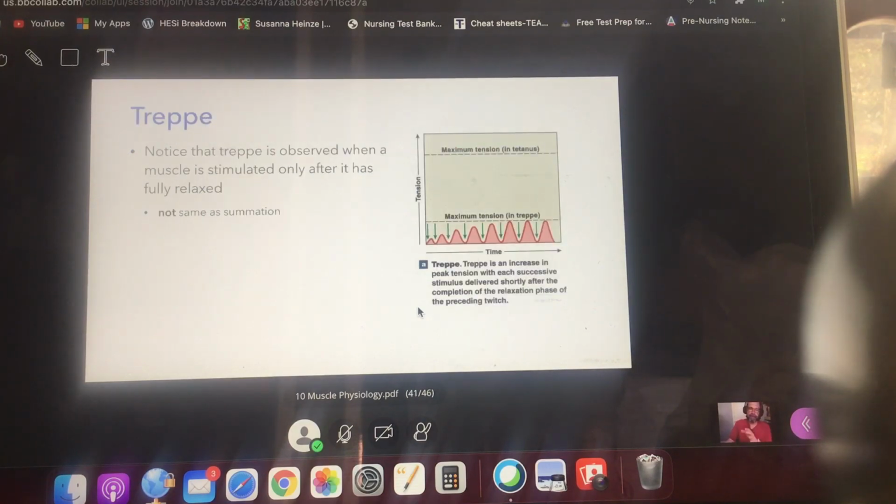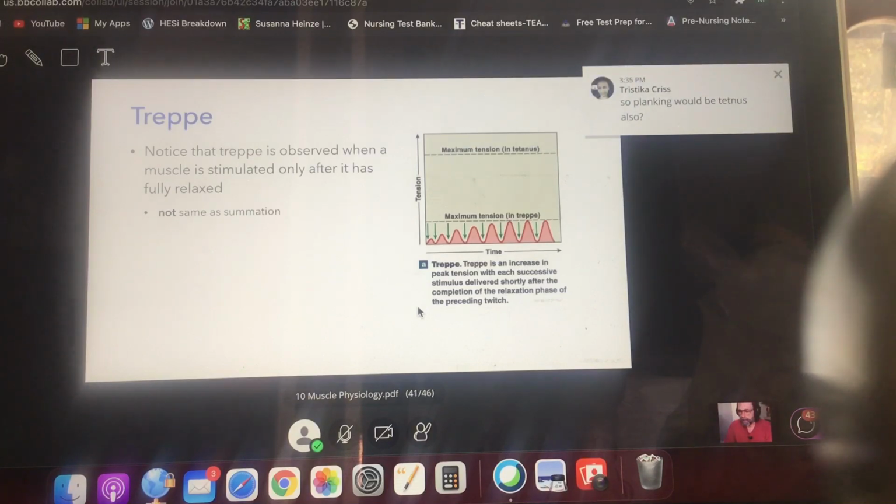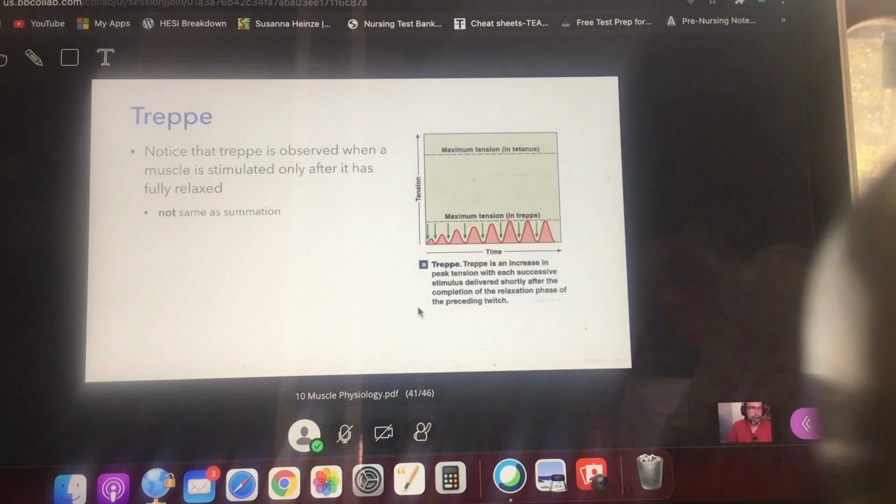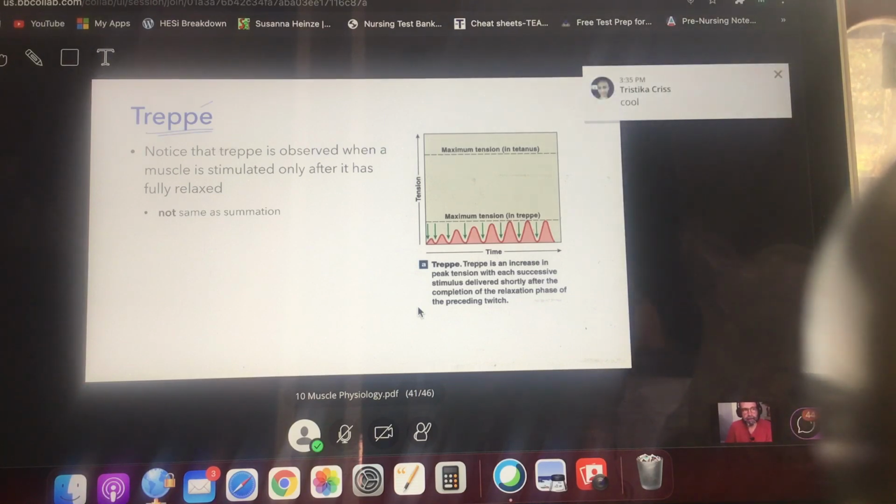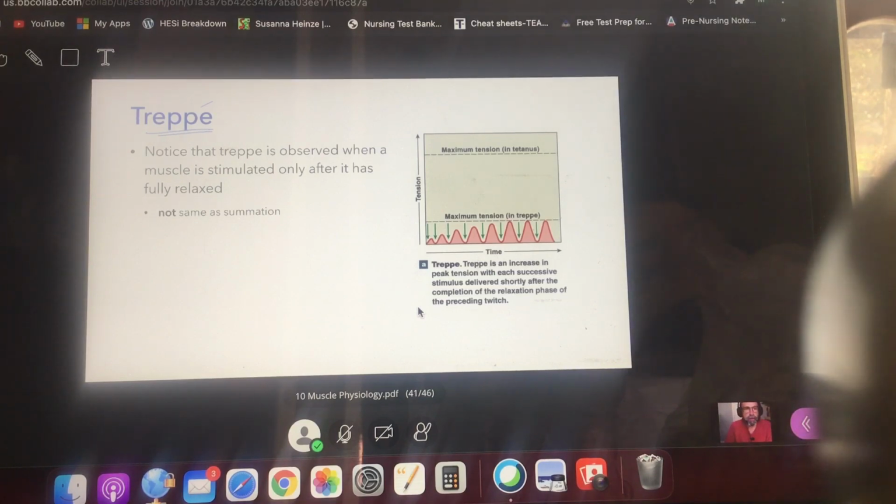Now there's this other effect, and you have to know about it because we often ask about it on the exam. Okay, planking, yes, tetanus, absolutely. And this other thing is called treppe. Treppe. You kind of say treppe, treppe.